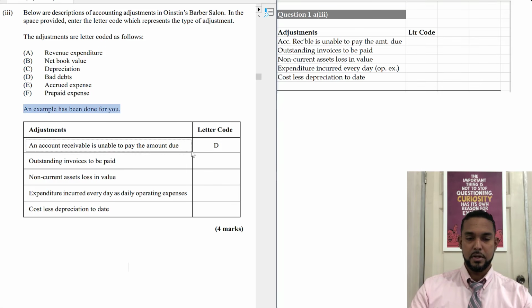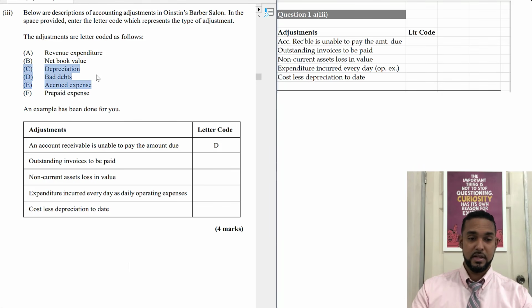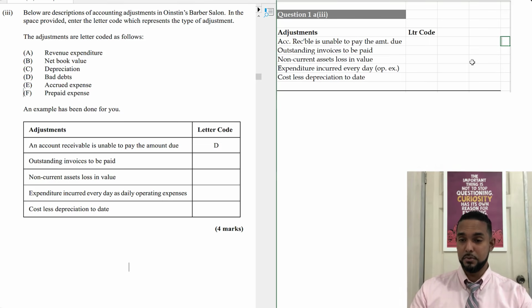first one. So an account receivable is unable to pay the amount due. Account receivable is debtors. If a debtor is unable to pay the amount due, it means they cannot pay you, which means therefore you have to write off the bad debt. So that's going to be, as they showed us, option D. Right, so across here now, account receivable is unable to pay the amount due. Boom, D. Okay. Now for the next 4, which is how we're going to get our marks.